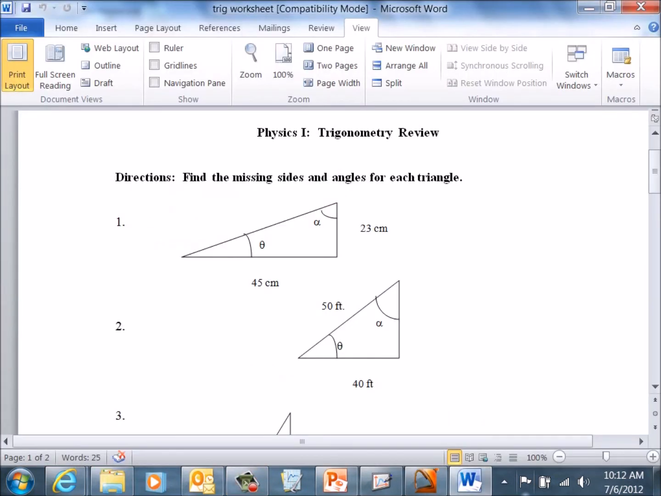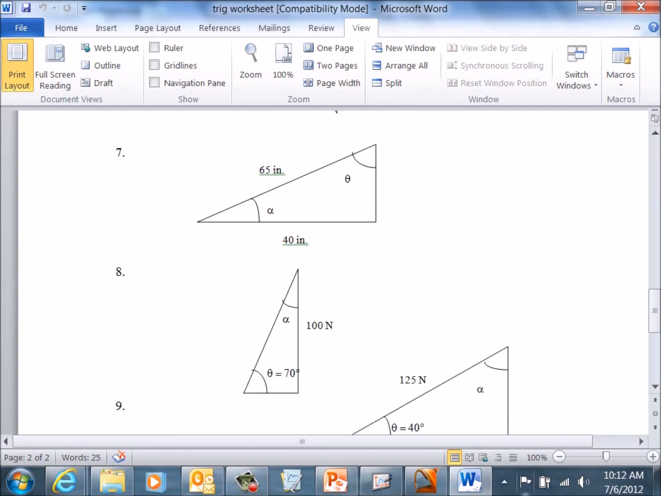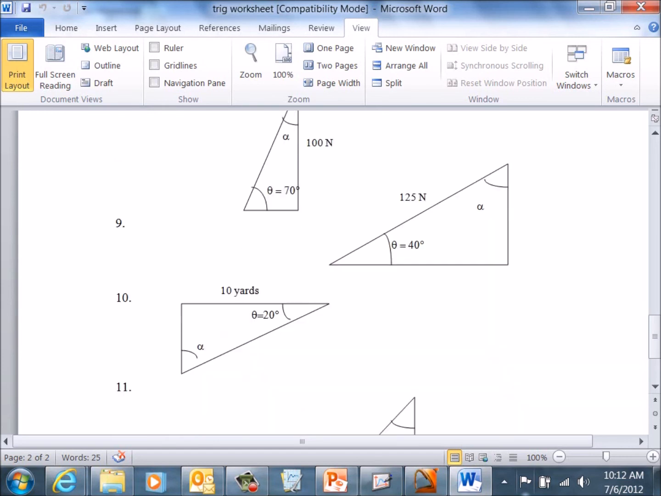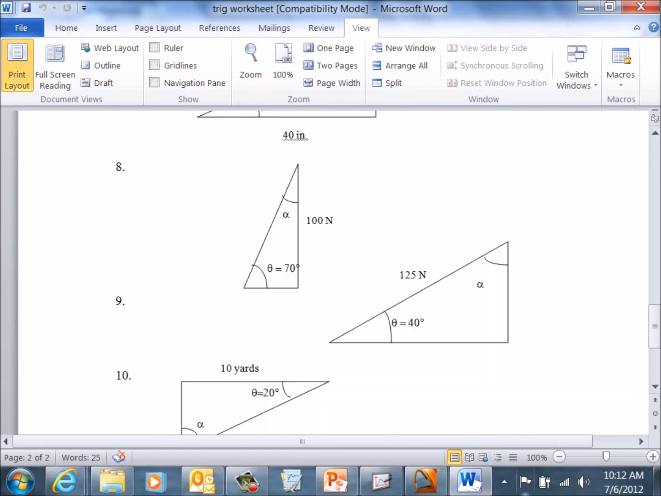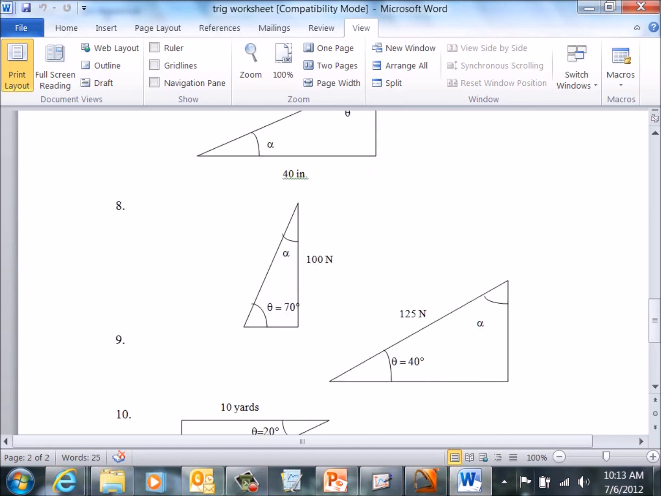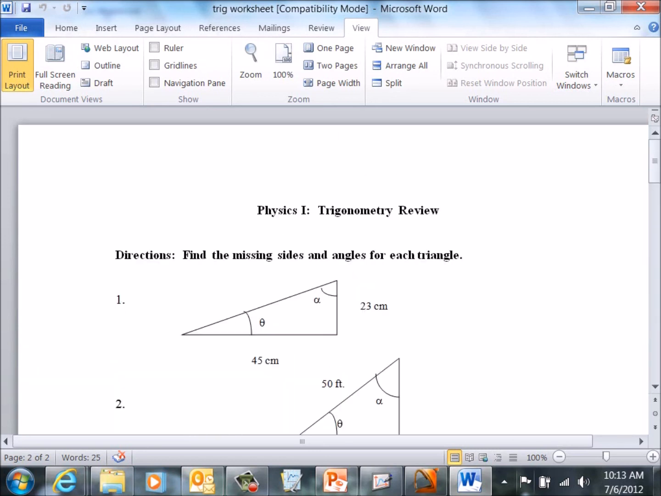This is what the worksheet looks like that you're going to be doing. And the first 7 problems that you're going to be looking at all have 2 unknown angles and 1 unknown side. And then the final 4 problems, 8, 9, 10, 11, have one unknown angle and 2 unknown sides. So there will always be a total of 3 things that you don't know from the beginning. There's either going to be 1 unknown side and 2 unknown angles to find, or there's going to be 1 unknown angle and 2 unknown sides to find. So for each one of these, there are going to be 3 things that you're trying to find.